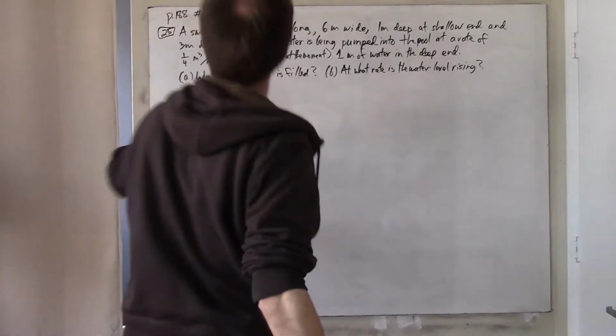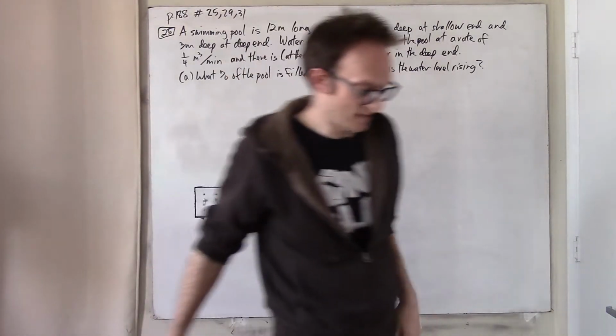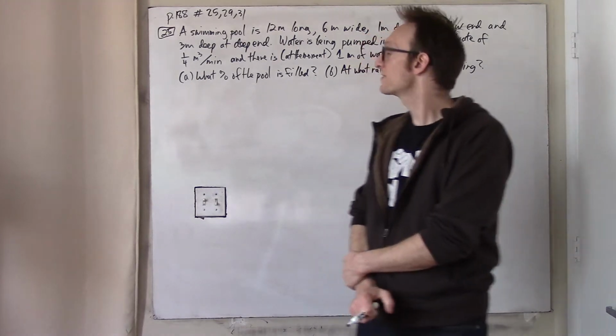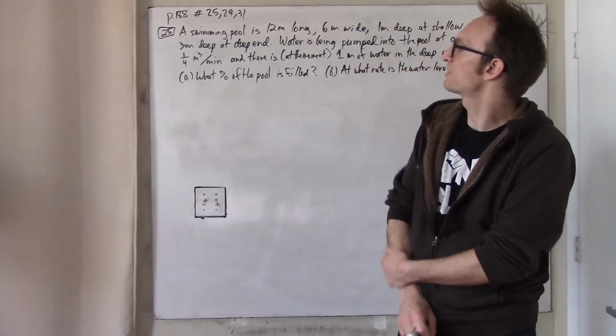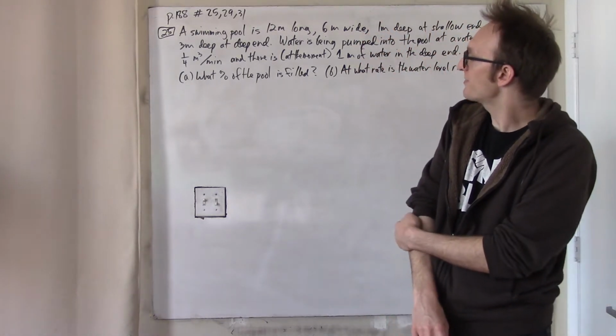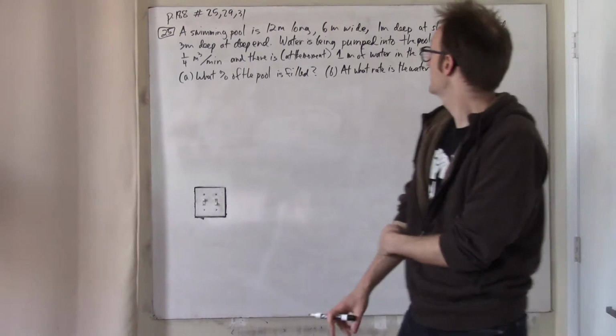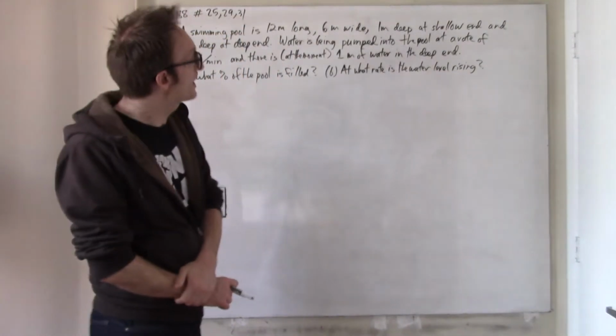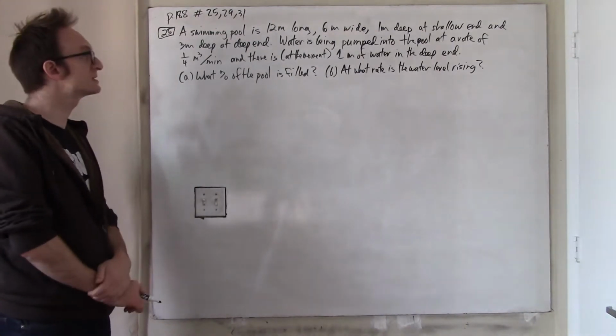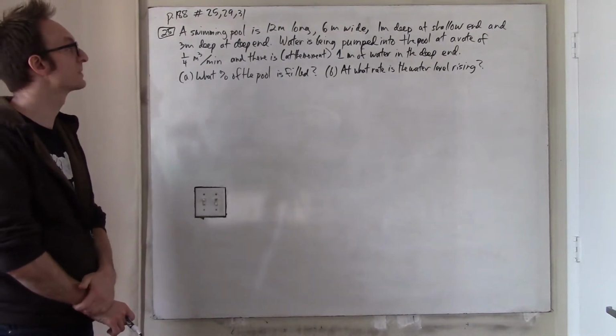Okay, hello. We're going to do these three related rates problems. The first one, number 25, says, I wrote the whole problem here on the board, a swimming pool is 12 meters long, 6 meters wide, 1 meter deep at the shallow end, and 3 meters deep at the deep end.